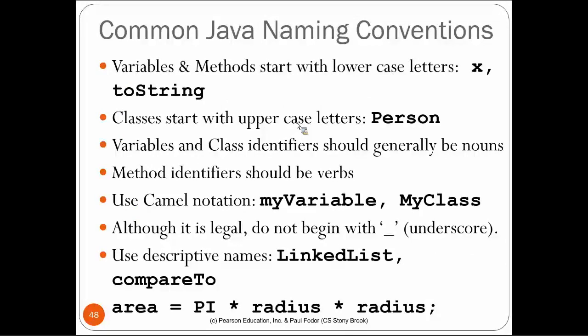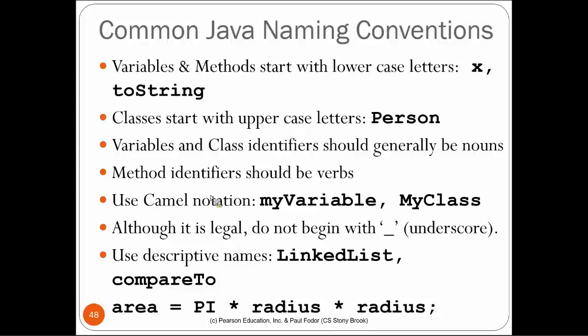Then there are also styles, common naming notations and conventions in Java. For instance, variables and methods start with lowercase letters, like lowercase x, or toString, which starts with a lowercase t. Classes start with uppercase letters, like Person, which starts with an uppercase P. Variables and class identifiers should generally be nouns. Method identifiers should be verbs.